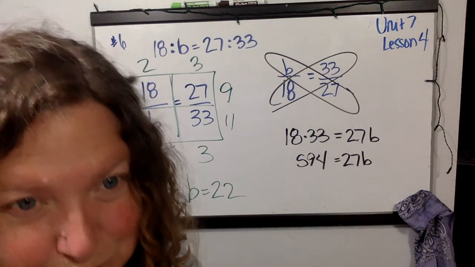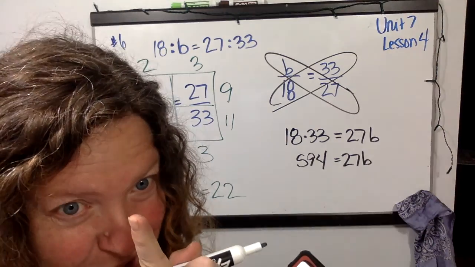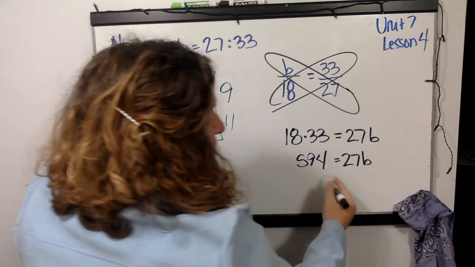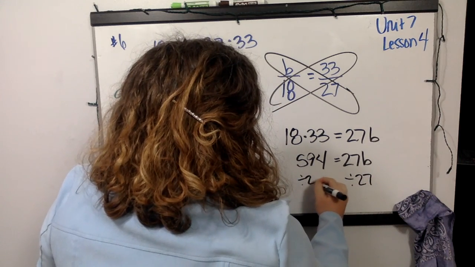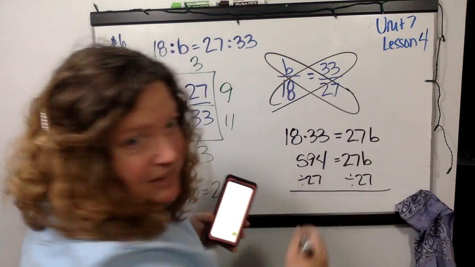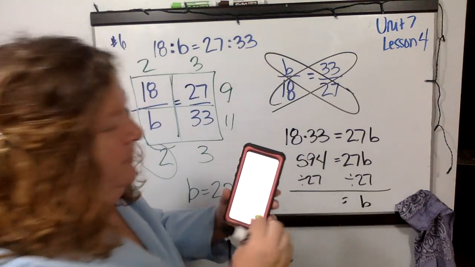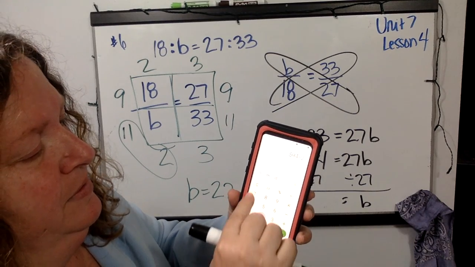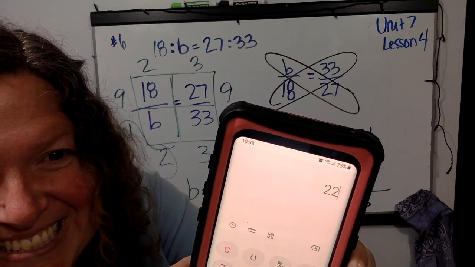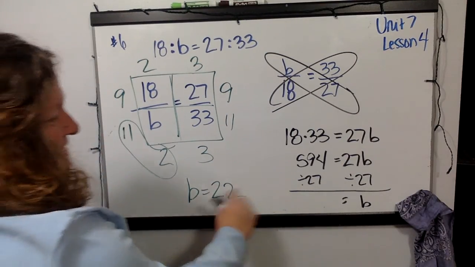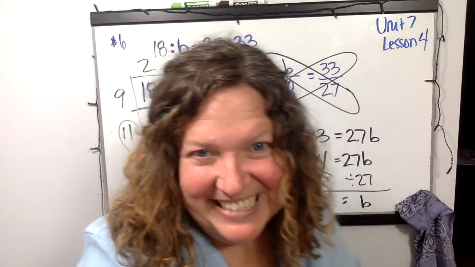594 equals 27 groups of something. We don't want 27 groups, we only want one group. So we're going to divide both sides by 27. That leaves only B on one side. It worked, didn't it? It's kind of a cool thing.